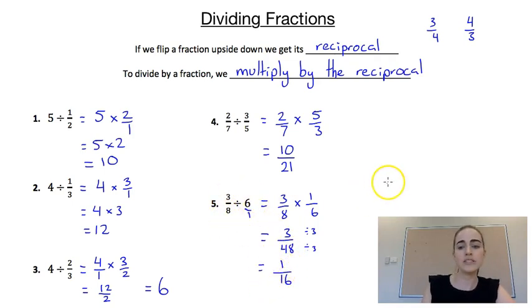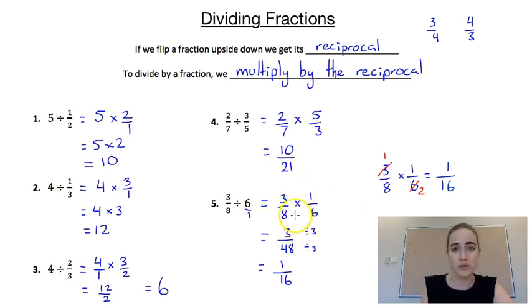Now again, you could simplify that first. If we had the multiplication 3/8 times 1/6, we can simplify first. The 3 and the 6 can both be divided by 3. So 3 divided by 3 is 1, and 6 divided by 3 is 2. Then we can multiply, so 1 times 1 is 1, and 8 times 2 is 16. Either of those processes works once you've turned it into a multiplication. So that's having a look at dividing fractions.